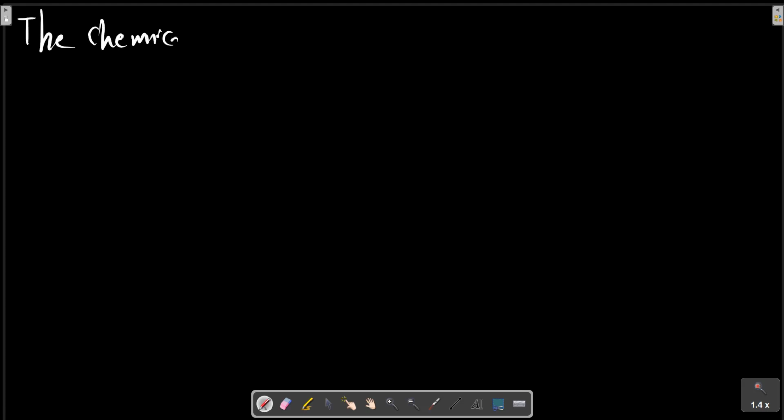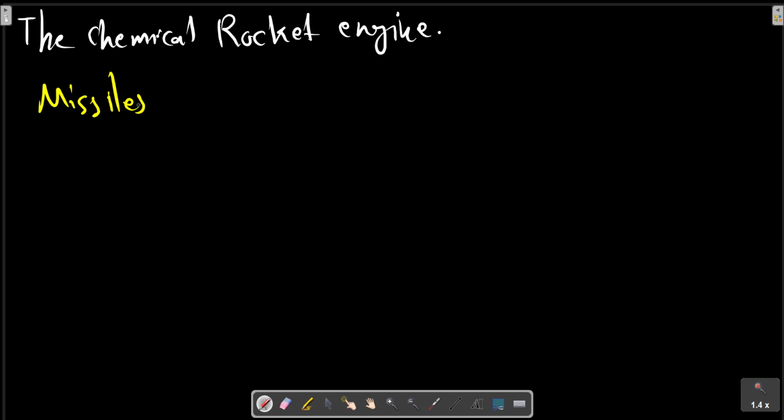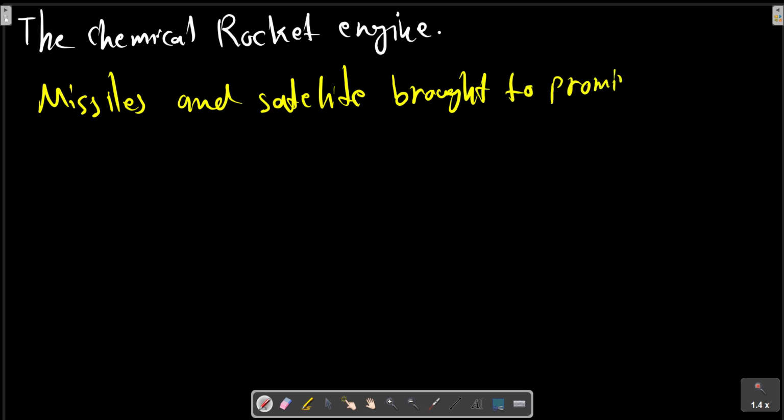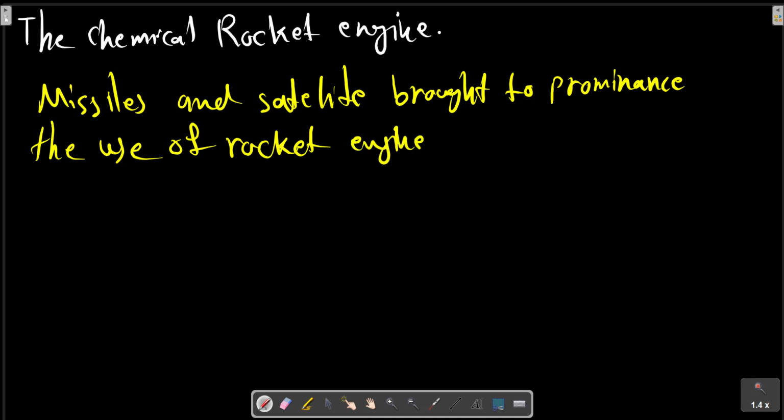The chemical rocket engine. The advent of missiles and satellites brought to prominence the use of the rocket engine as a propulsion power plant.